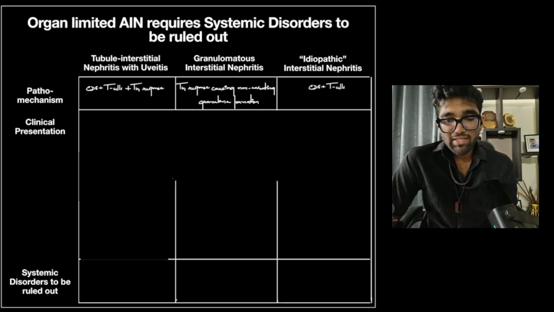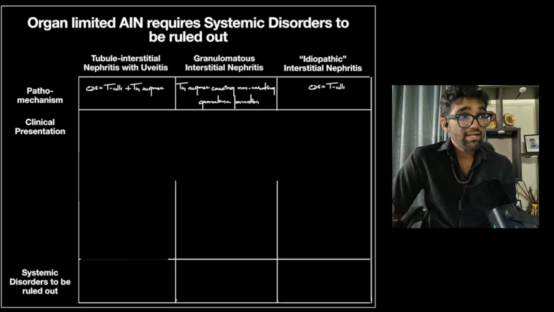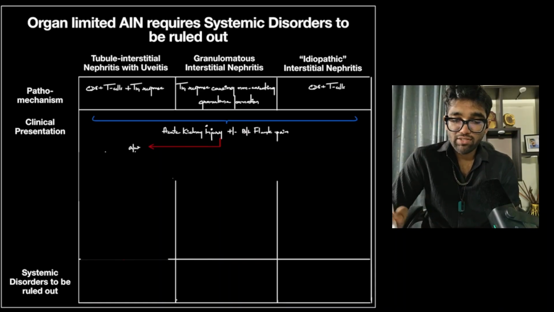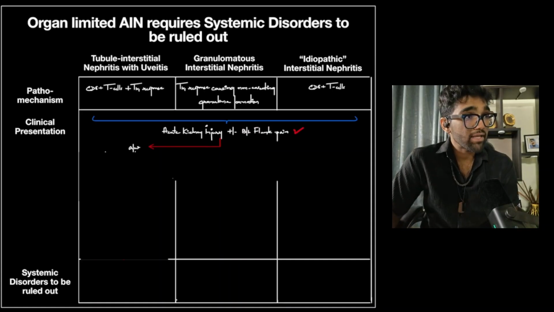Then we have idiopathic interstitial nephritis, in which we have CD8 plus T cells that are infiltrating into the kidney and causing secondary tubular damage. Very similar to tubular interstitial nephritis with uveitis, but again, there is no uveitis clinically. So therefore, that's how you differentiate between the two. Now, all three conditions result in acute interstitial nephritis. So they cause acute kidney injury, which would be oliguric, and there'll be a distension of the renal capsule.